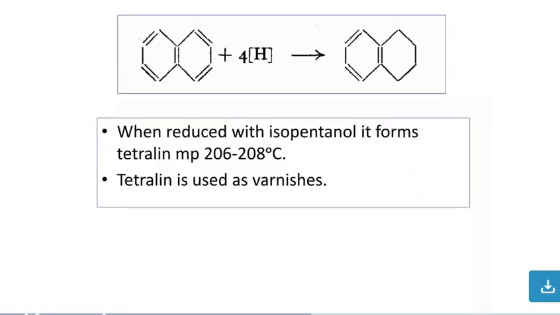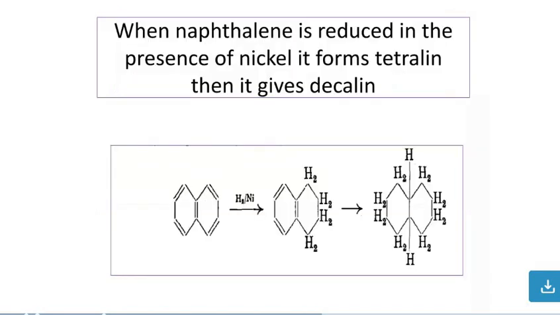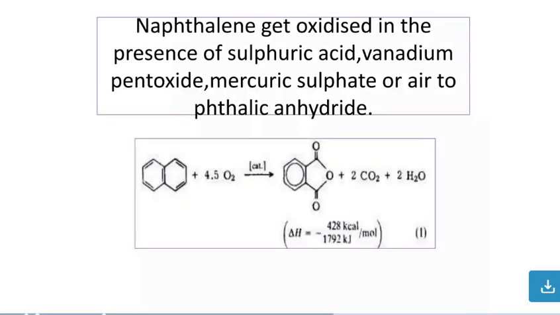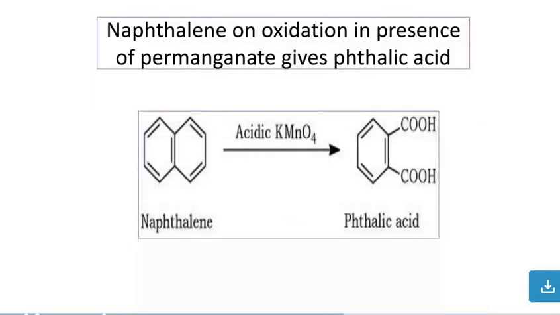So you can see when reduced with isopentanol, it forms tetralin, and tetralin is as vernicious. When naphthalene is reduced in the presence of nickel, it forms tetralin, then it gives decalin. Naphthalene gets oxidized in the presence of sulfuric acid, vanadium pentoxide, mercuric sulfate, or air to phthalic anhydride.